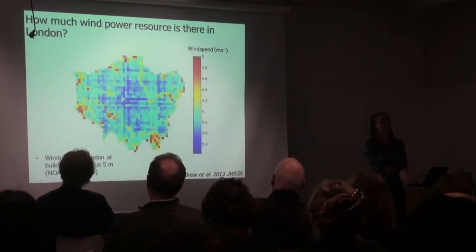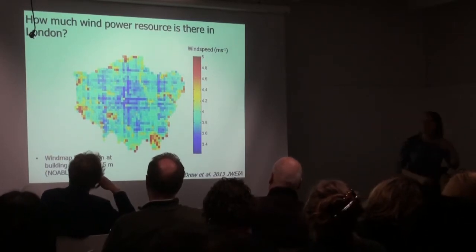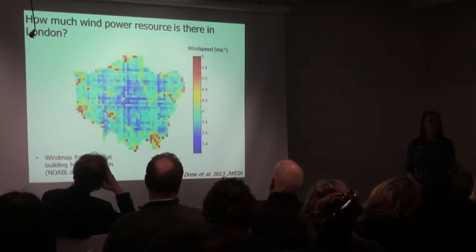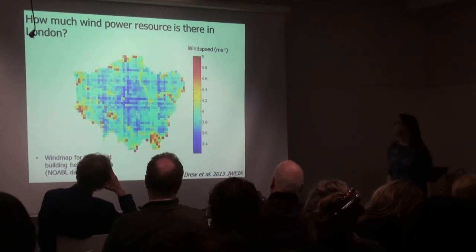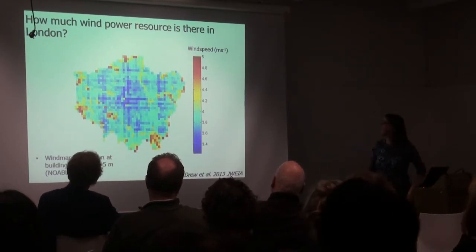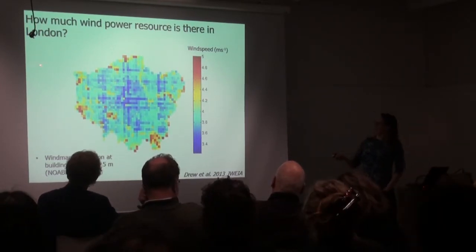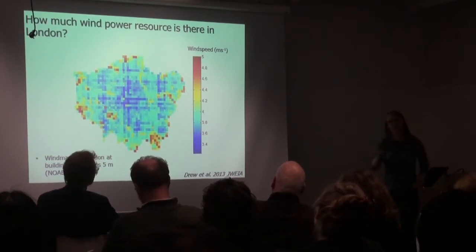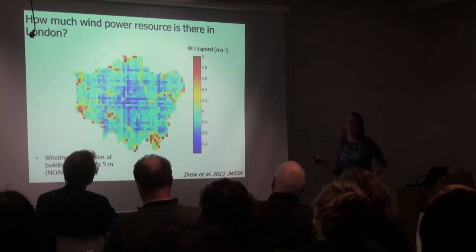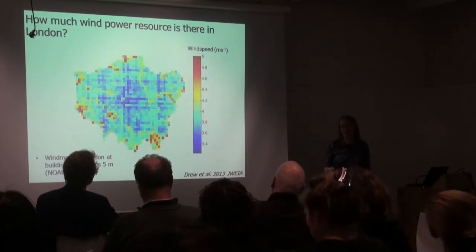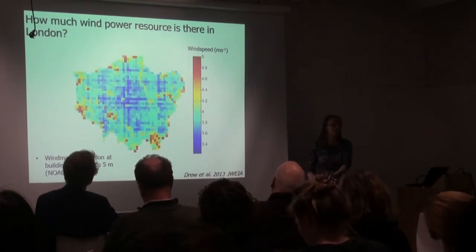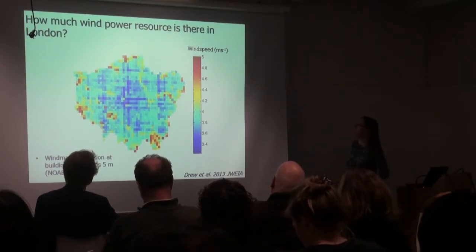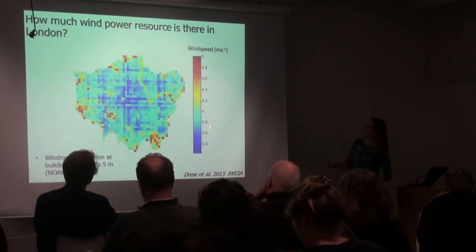So just to report on a couple of things we've been doing, which has been taking advantage of all these new urban climate tools and models and measurements. So this is work that Dan Drew did for his PhD, asking the question how much wind power resource is there in London. Now I think there's worth in calculating these kind of maps, finding out simple ways of calculating winds for other applications like ventilation. But for now we did it for wind power.